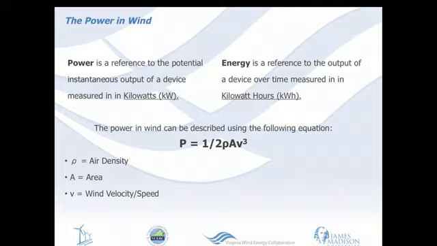So this equation that you see on the screen is essentially the equation that we use to determine how much power is in the wind, how much power we get out of wind in any given time. And the most important units in this equation are basically the air density, the area, which is describing the area of our rotor diameter of our turbine, and then the actual wind speed.